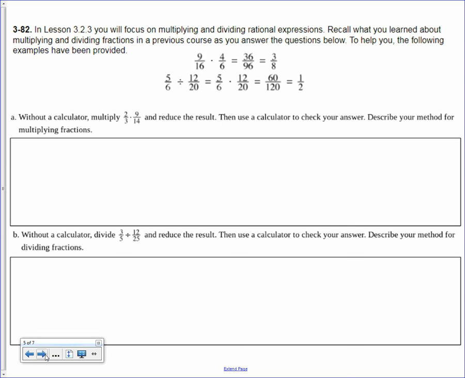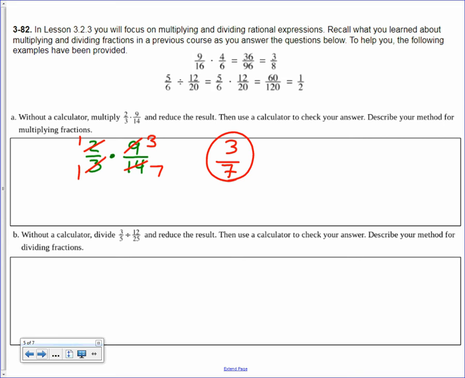Problem 82, it says we're going to focus on multiplying and dividing. So we want to do these problems without a calculator, and then you could use your calculator to check it. So like I did 2/3 times 9 over 14. I actually reduced it first. You could have multiplied straight across and reduced after, but I know 2 goes into 14 7 times, and I know 3 goes into 9 3 times. So then I just got 3/7 as my answer.